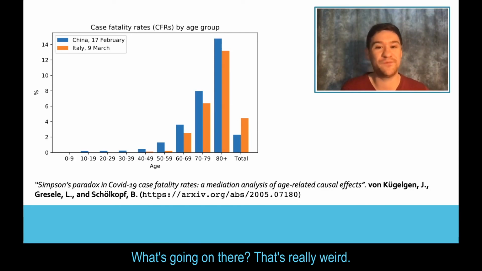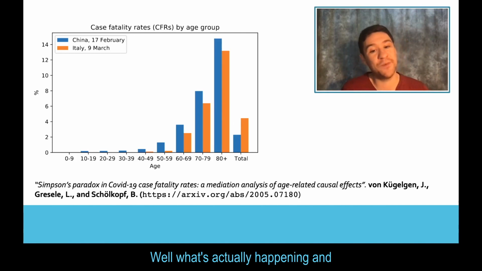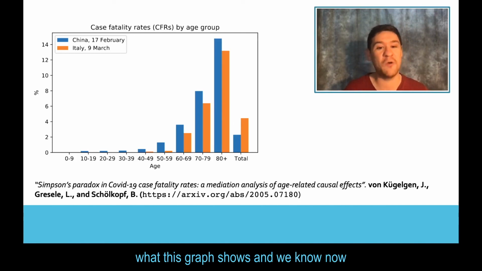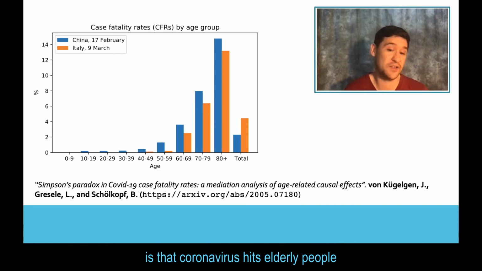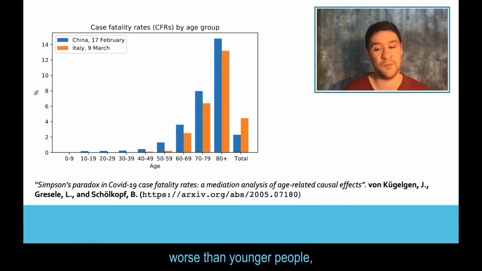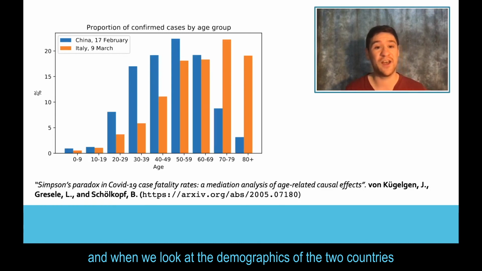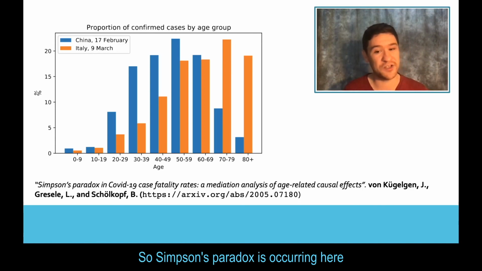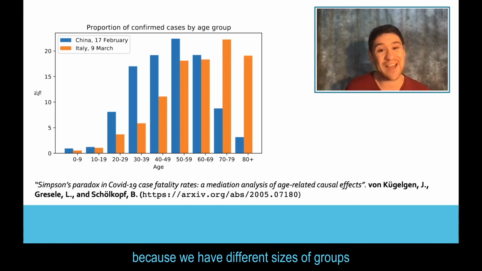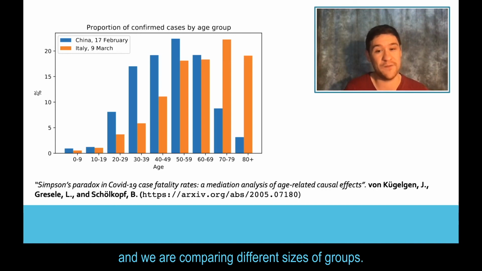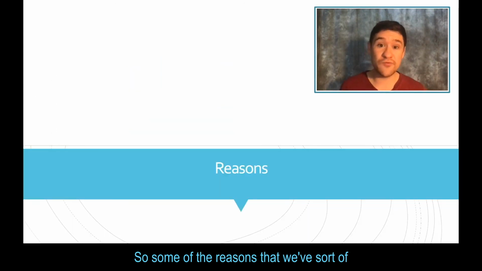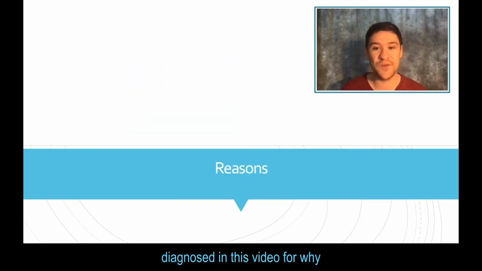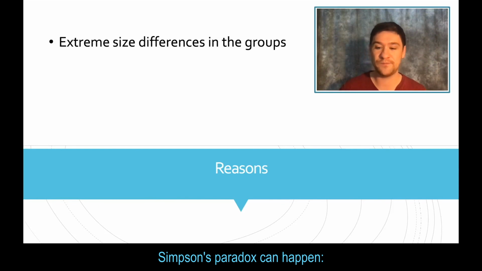That's really weird. What's actually happening, and what this graph shows and what we know now, is that coronavirus hits elderly people worse than younger people. And when we look at the demographics of the two countries, Italy has a lot more older people than China. So Simpson's paradox is occurring here because we have different sizes of groups and we are comparing different sizes of groups.